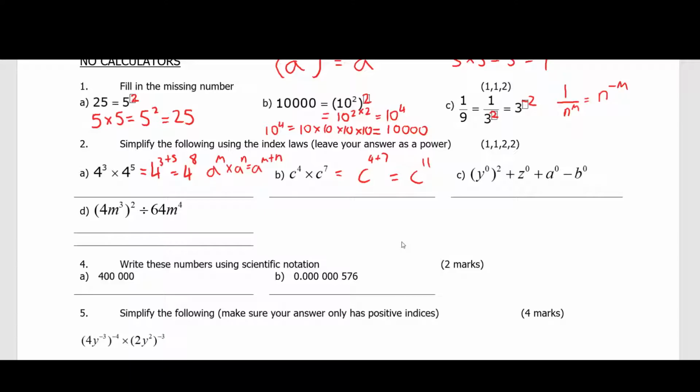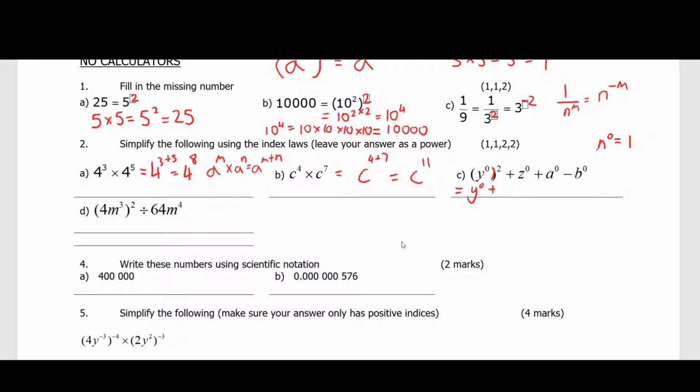Here, we're going to be using this rule. N to the power of 0 is 1. Anything to the power of 0 is 1. So we get y to the power of 0 times 2. We do 0 times 2 because there's a bracket here. So we do 0 times 2, which is 0, plus z to the 0.